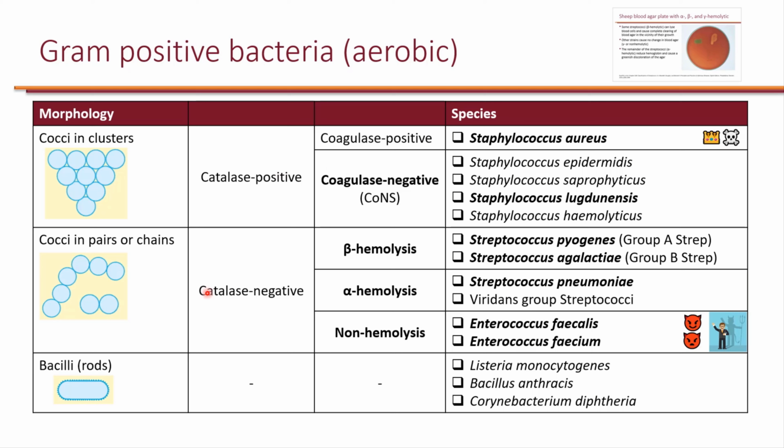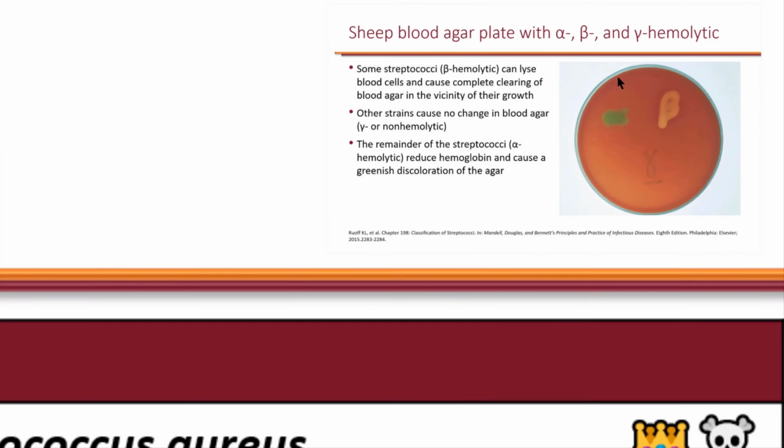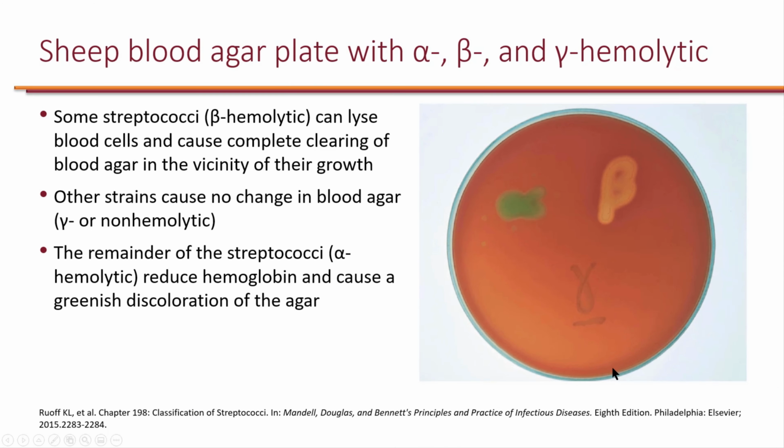And then for the catalase negative group, which do not look like a cluster, so they will be in chains or maybe pairs, then we can do the hemolysis test. So what a hemolysis test would be is that essentially an agar is essentially a plate. So what we do is that we use sheep blood, and we basically let these organisms grow and see what they do to the blood cells.